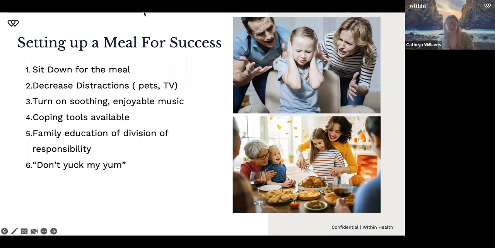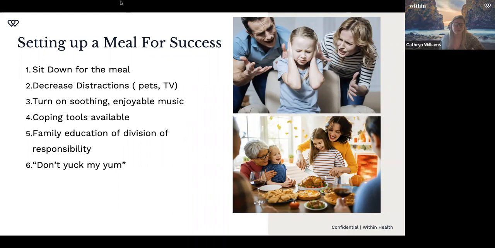So sitting down for a meal, can we get distractions out of the way? Can we put some music on in the background? What are some coping tools that we can have available? Something that I love about the virtual setting is we can include a lot of these things in their treatment since they are at home. They have a lot of these comforts that we can be including in these exposures to really support our clients with their goals.